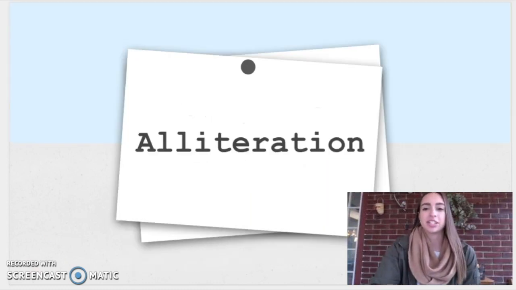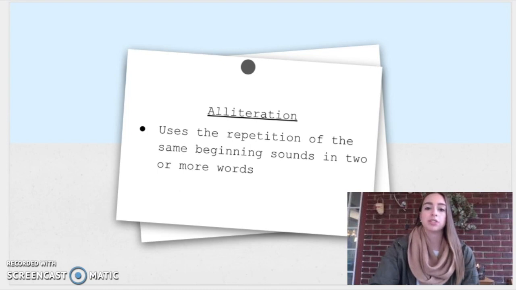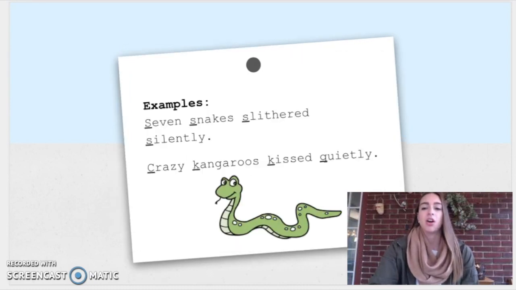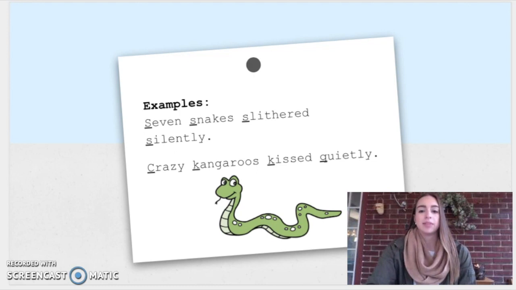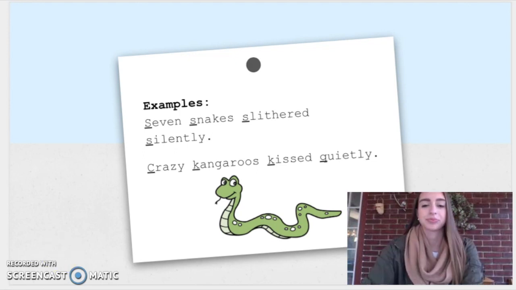Next, let's look at alliterations. An alliteration uses the repetition of the same beginning sounds in 2 or more words. The key here is that the same sounds are being used. It does not have to be the same letters. For example, crazy kangaroos kissed quietly. The k sound is being repeated here, not just the letter K. If you look at the other example, 7 snakes slithered silently. The s sound, as well as the letter S, are being repeated.